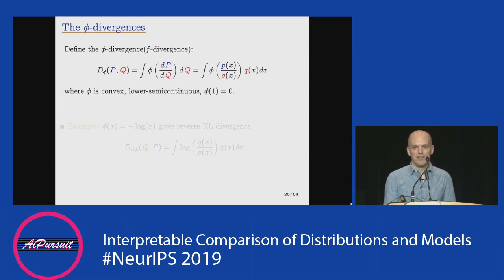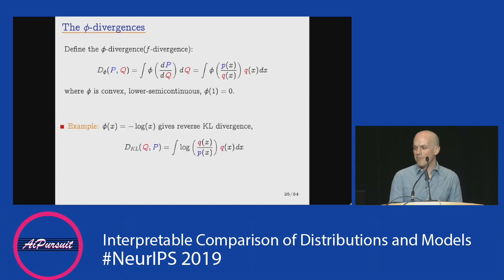Now, we want it to be 0 when p and q agree, so phi should be 0 when it gets 1 fed to it. And we also need our phi to be a convex function for things to work out. Okay? It's also lower semi-continuous. If you know what that means, then you'll understand why it's useful. If not, then don't worry. An example that we're going to run with here is the reverse KL. So phi of x is minus log of x. And so this is going to give me the expectation of the log of q on p. So I've just flipped the order because I've used a negative log. And this is going to be my running example here.